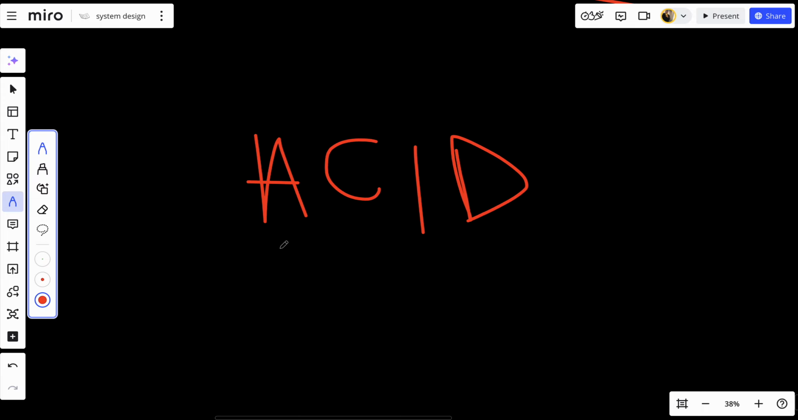The ACID properties stand for atomicity, consistency, isolation, and durability. So if your application needs ACID properties, you will likely lean towards a SQL database, as these properties ensure data integrity, which is crucial for use cases like banking, booking systems, health systems, or e-commerce systems.